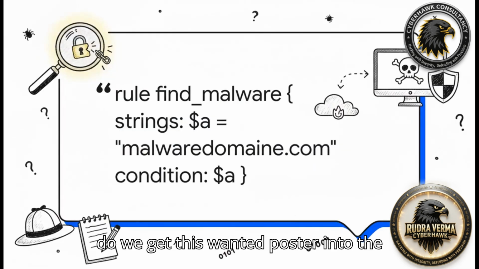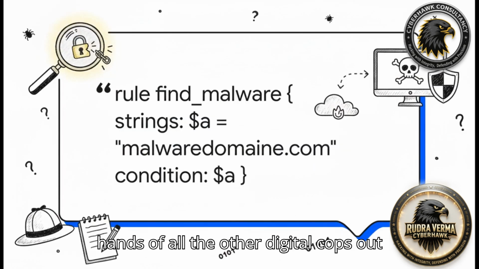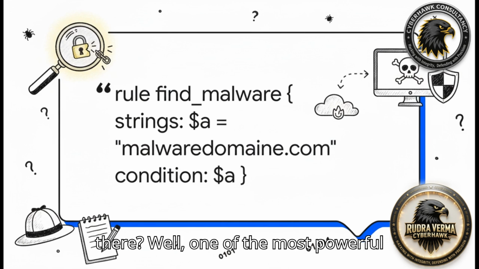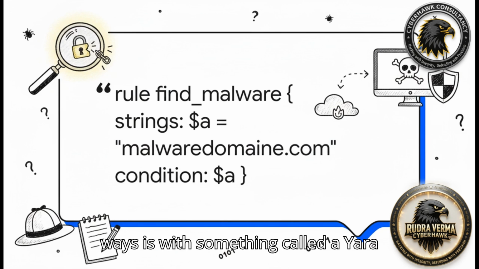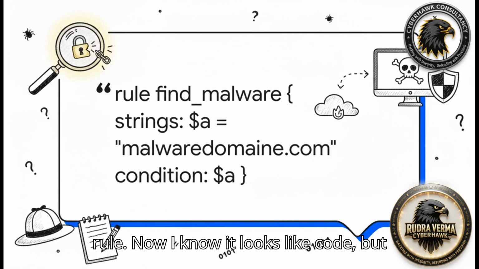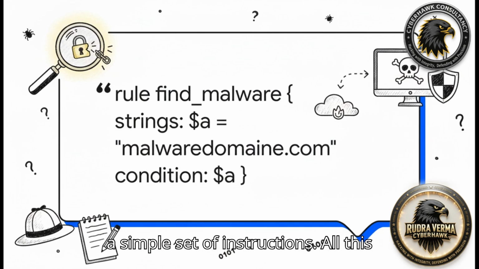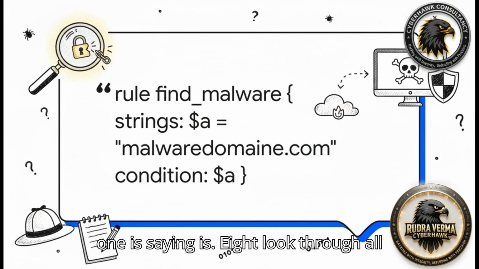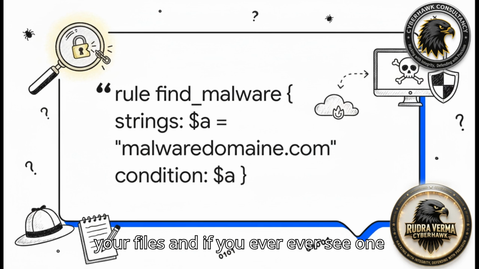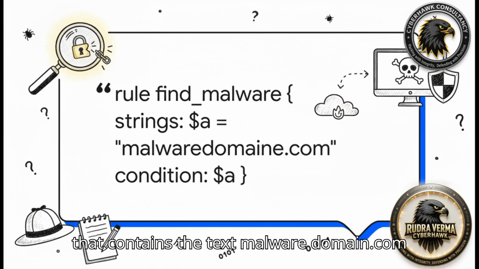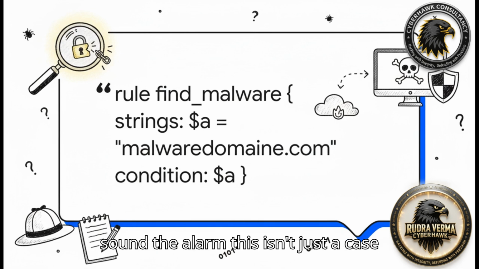So how do we get this wanted poster into the hands of all the other digital cops out there? Well, one of the most powerful ways is with something called a Yara rule. Now, I know it looks like code, but don't let that fool you. It's really just a simple set of instructions. All this one is saying is, hey, look through all your files, and if you ever see one that contains the text malwaredomain.com, sound the alarm.